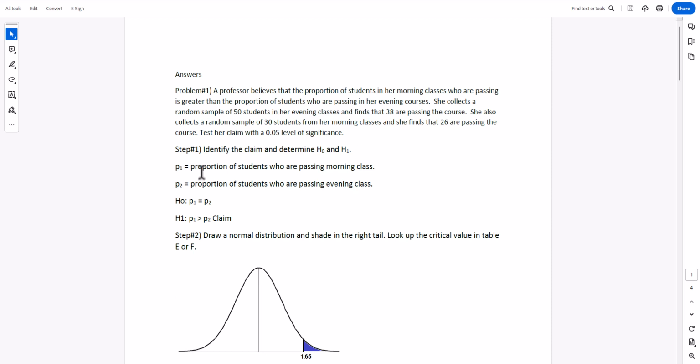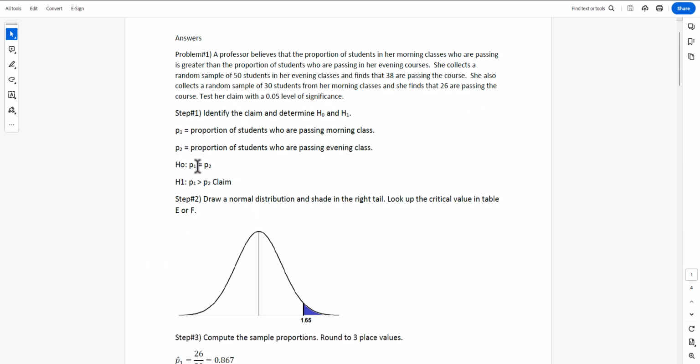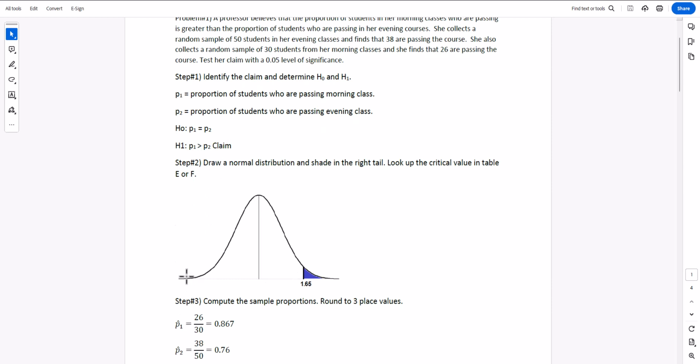We will use P1 to represent the proportion of students who are passing the morning class. P2 is the proportion of students who are passing the evening class. H naught, the two P's are equal. H sub 1, P1 is greater than P2. That's our claim. We draw the normal distribution.